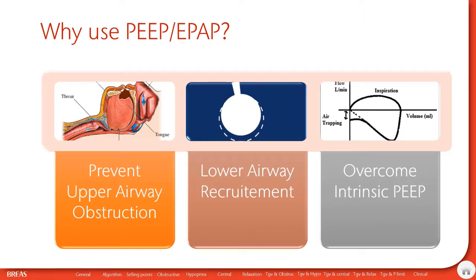There are a few reasons why clinicians would use PEEP or EPAP during mechanical ventilation. PEEP or EPAP can be used to prevent upper airway obstruction. PEEP and EPAP can be used to recruit lung area, and it can be used to overcome intrinsic PEEP. So there are multiple reasons why a clinician will set and titrate PEEP or EPAP.